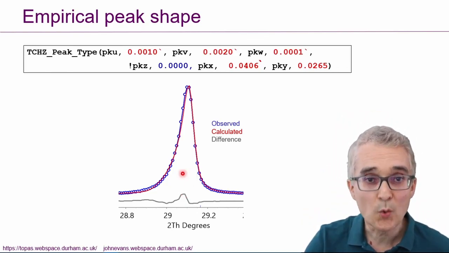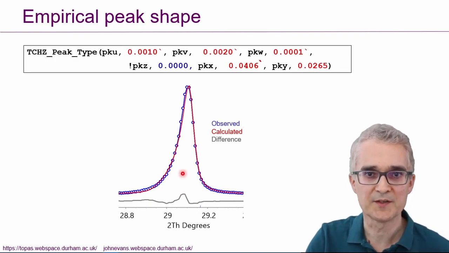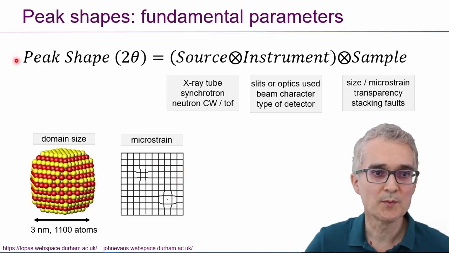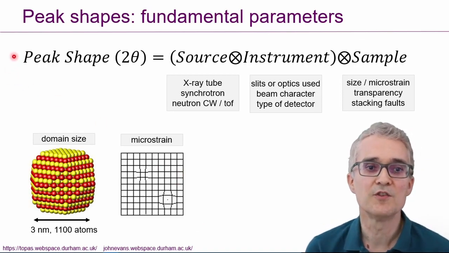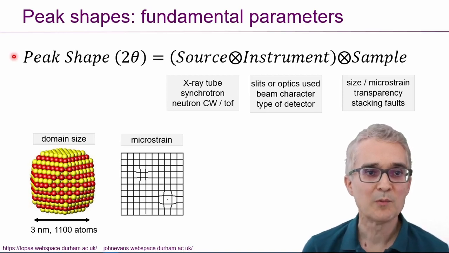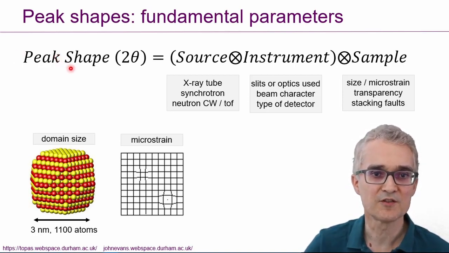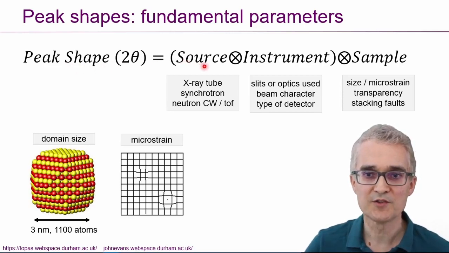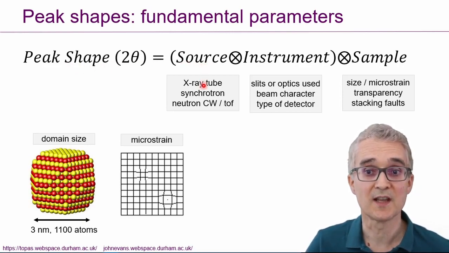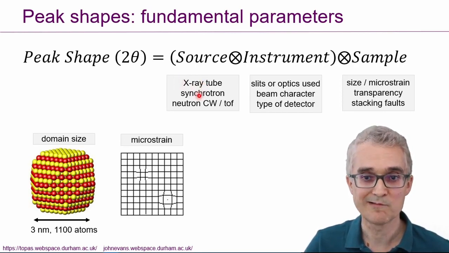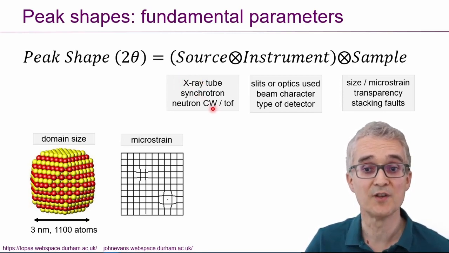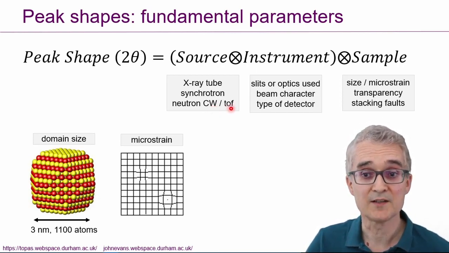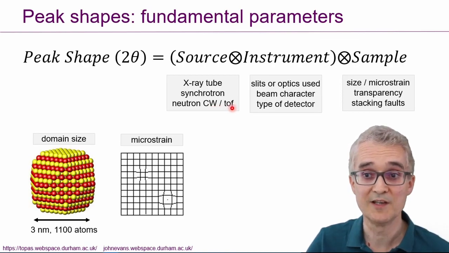So I want to have a quick look at another way of describing peak shapes. And that other way is to use what's called the fundamental parameters approach. We're going to be using this equation at the top of the slide here. What we're essentially saying is that the peak shape as a function of 2 theta depends on 3 contributions. There are contributions due to the radiation source we're using, so that could be our X-ray tube or the synchrotron source, or if we're doing neutron diffraction, the constant wavelength neutrons that come from a reactor or the neutrons that come from a time of flight moderator.